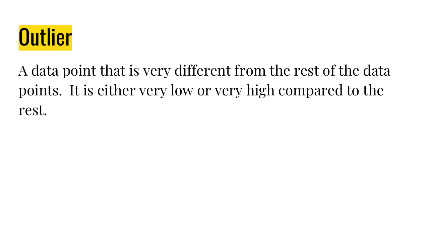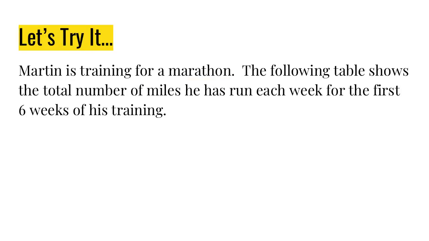As I said earlier, an outlier is a data point that is very different from the rest of the data. It's either extremely low or extremely high compared to the rest. It may mess up your measures of central tendency, so you have to be careful when you see outliers in your data. So let's start calculating.